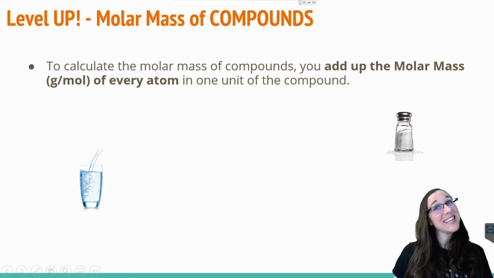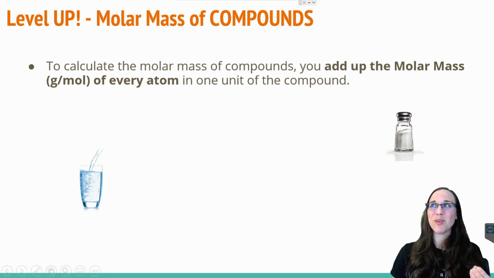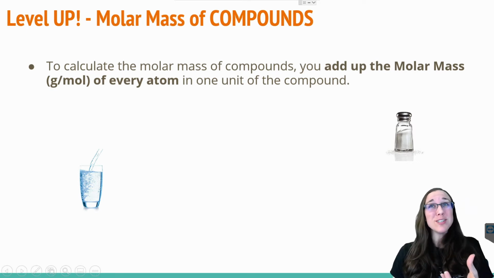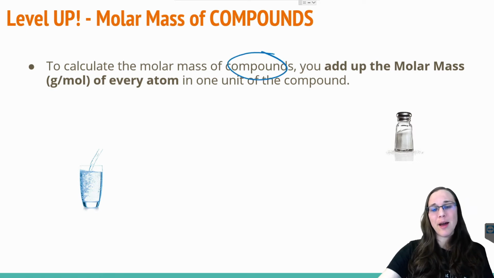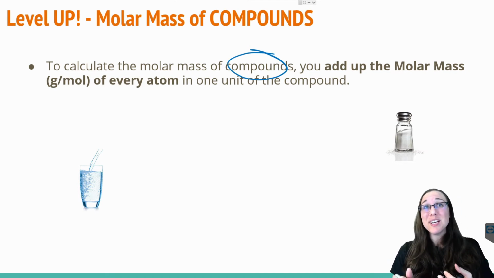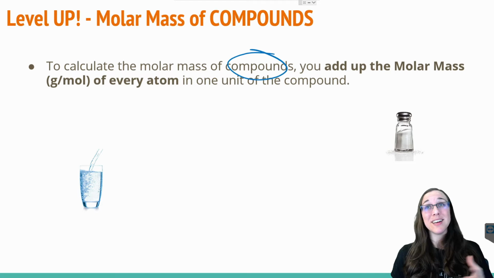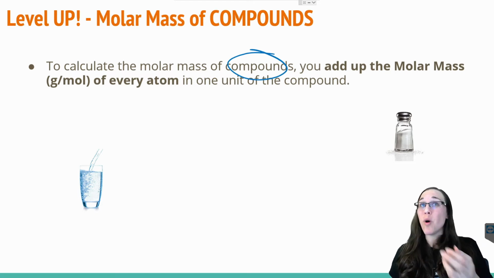Okay, that's fine and dandy, but we don't really come across just a single type of atom very often when we're doing chemistry. Most of the time we end up encountering compounds, so 2 or more atoms together in 1 molecule. So we need to figure out how to calculate the molar mass of compounds. The way we're going to do this is by adding up the molar masses of every atom that's present in 1 unit of the compound.